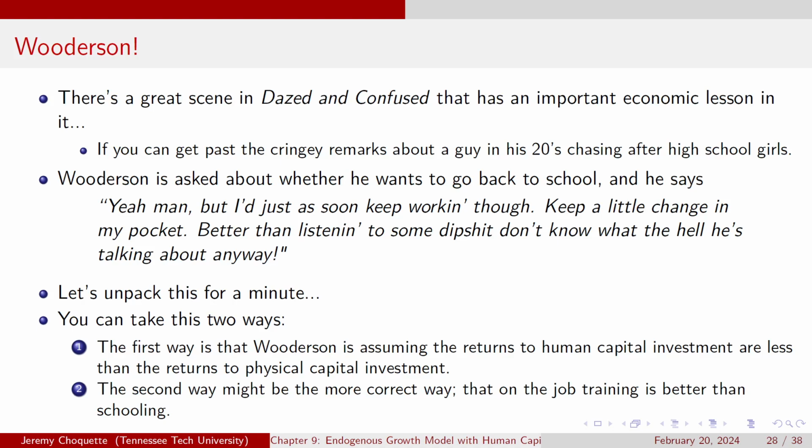But we can actually sit down and unpack this for a minute because you can take it a couple of ways, right? This guy, Wooderson, that's his last name. You can think of it as, he's assuming the returns to human capital investment are less than the returns to physical capital investment, right? He wants a little cash, a little change in his pocket. Maybe that's spending money. It could also just be he wants to keep it in savings and be able to invest or something. It could be a slightly more correct way, or maybe not. I don't know. That on-the-job training is better than schooling, right?